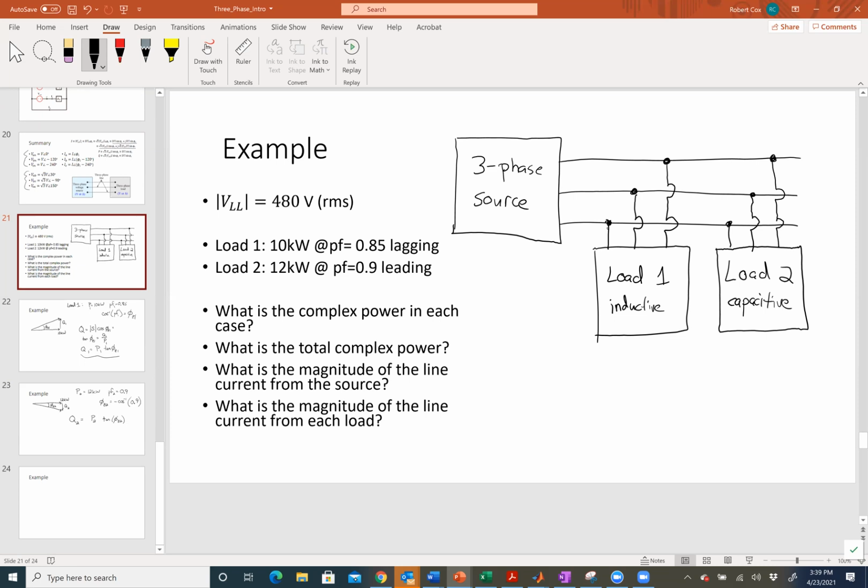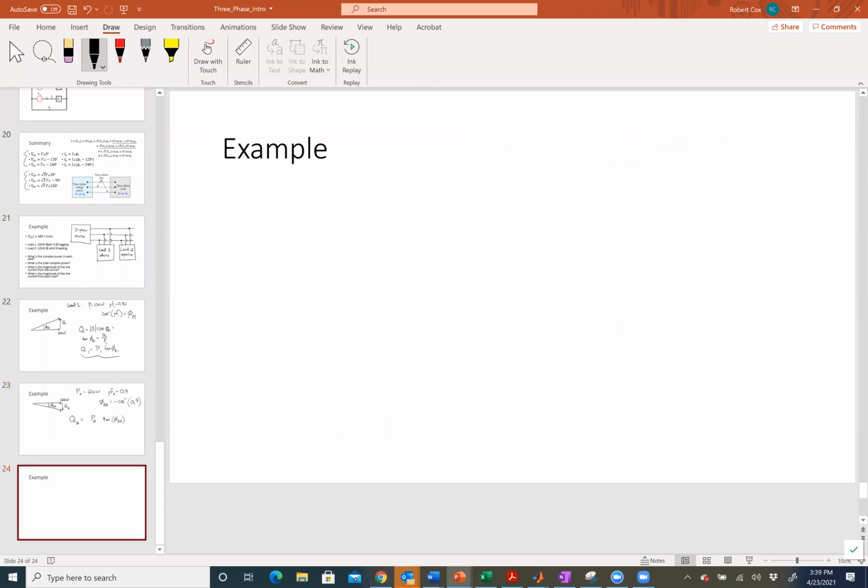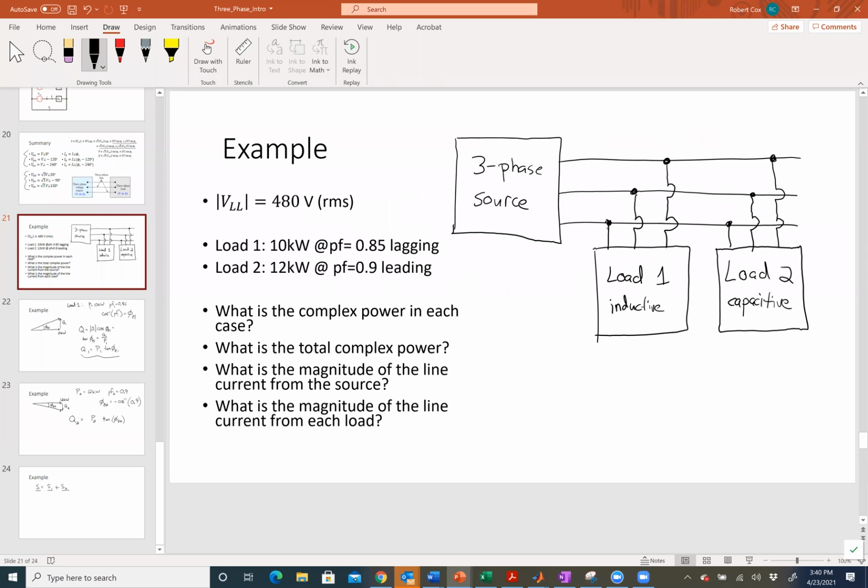Now, what we just did is we figured out how to get the complex power in each load. If I wanted to get the total complex power, how would I get that? What's S1 plus S2? Right, so the total complex power, S, would be S1 plus S2. Just add them up. The other question I asked is, what's the magnitude of the line current from the source? In other words, what's the magnitude of the currents coming out of here, and what's the magnitude of the current into each of these loads?